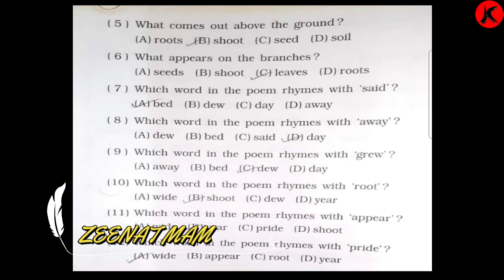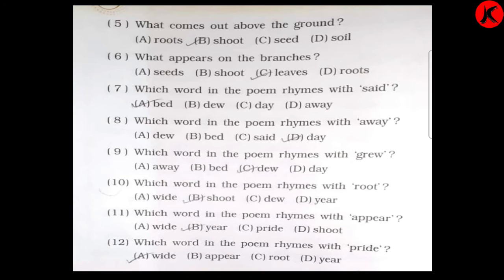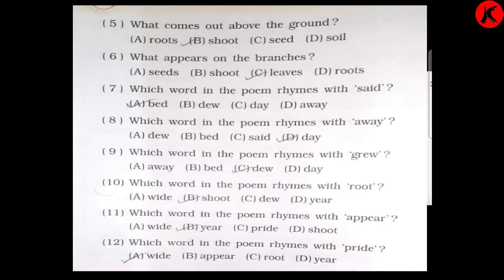The sentence is: what comes out above the ground? Shoot. The answer is shoot. 6 number. What appears on the branches? The answer is leaves. 7 number. Which word in the poem rhymes with said? So the answer is bed. 8 number. Which word in the poem rhymes with away? So the answer is day.